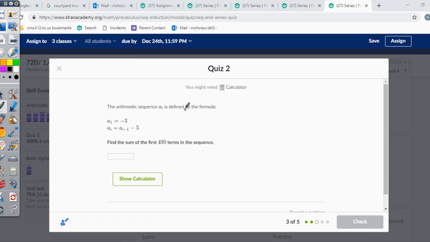The arithmetic sequence ai is defined by the formula a1 equals negative 3 and ai is equal to the previous term minus 5. Find the sum of the first 490 terms in the sequence. Remember, Sn is equal to 490 over 2 times A1 plus A490. A1 is equal to negative 3.